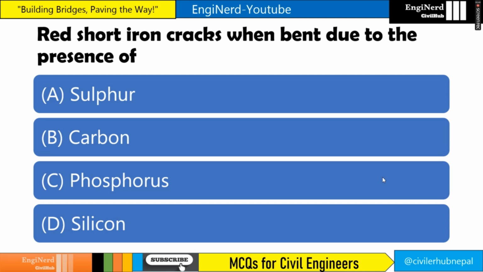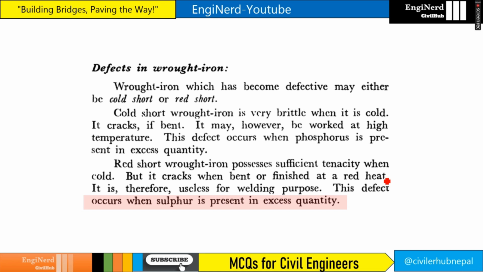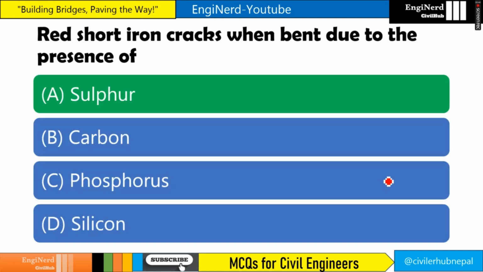Red short iron cracks when bent due to the presence of, red short is due to sulfur, right? So if you see here, red short occurs when sulfur is present in excess quantity, and if phosphorus is in excess quantity, there will be cold short.